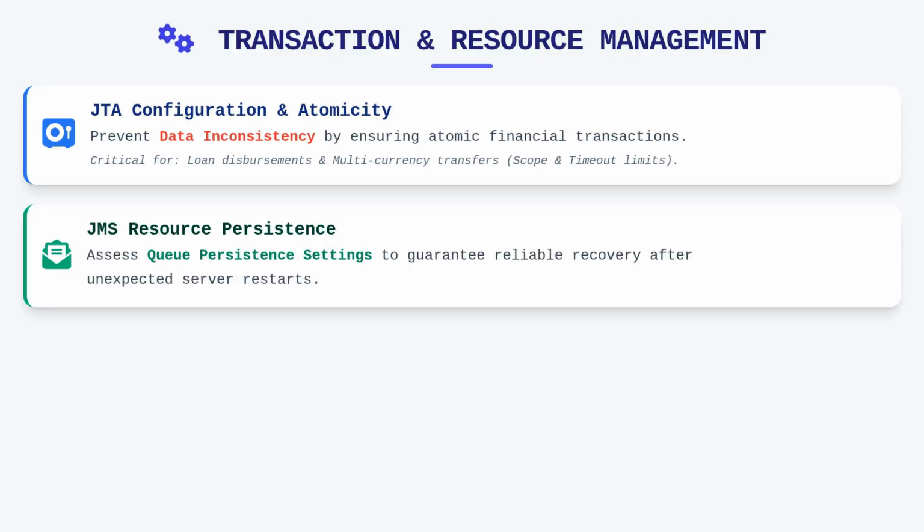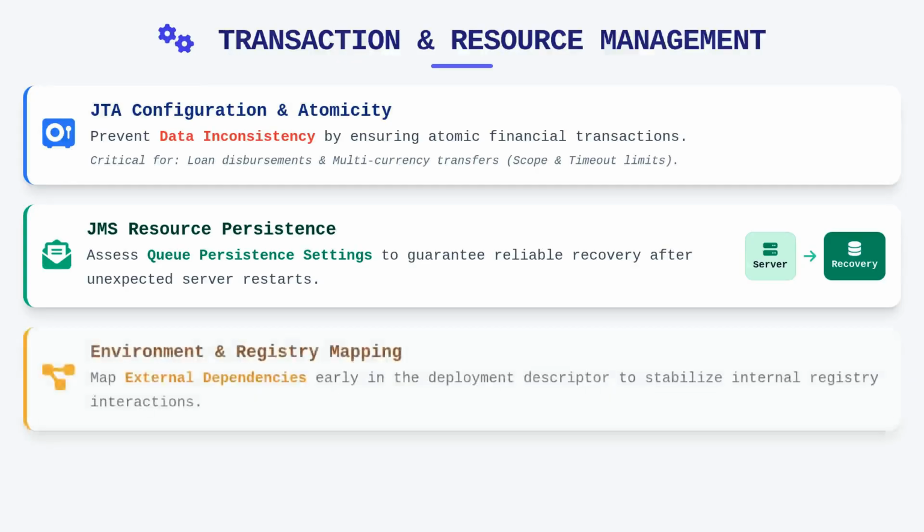Furthermore, the integration with messaging subsystems relies on the application server's JMS resources. During your configuration check, you should assess the persistence settings of these queues, as they determine whether your system can reliably recover after an unexpected server restart.